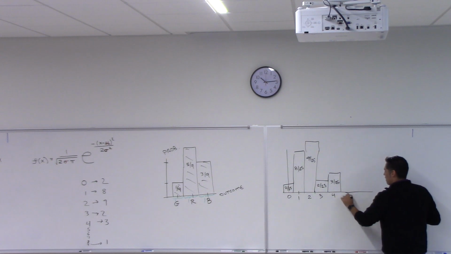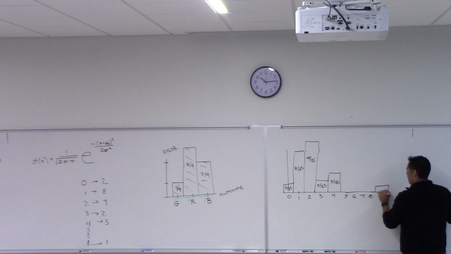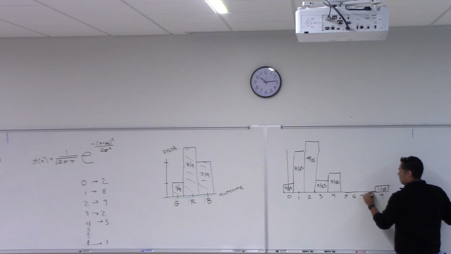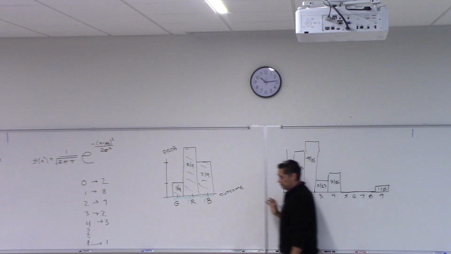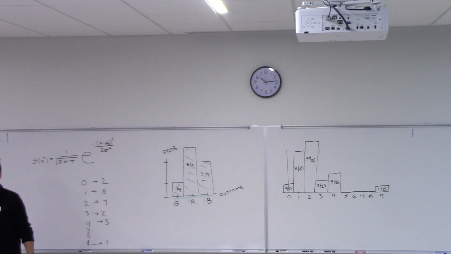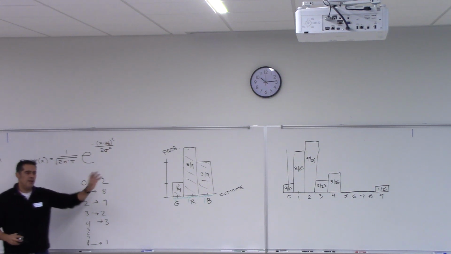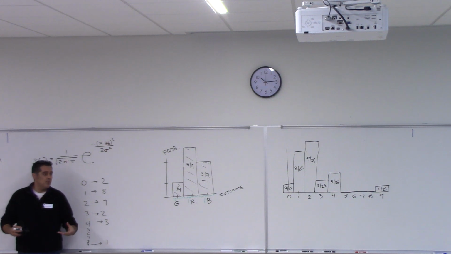And then 5, 6, 7, 8, 9. For 9 we have 1 out of 25, and the rest are 0, right? What is the sum of the total areas of these? 25 out of 25, which is 1. No matter how you do this, for any measurement like this, if you put all the outcomes there and draw boxes with widths of 1, the sum of the areas will be 1 or 100%.